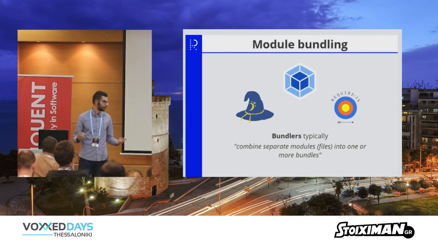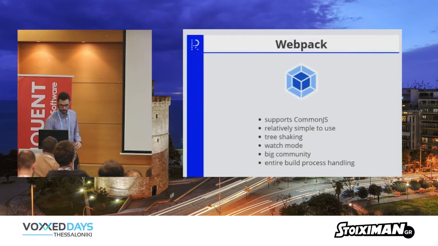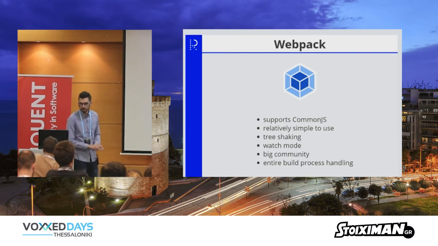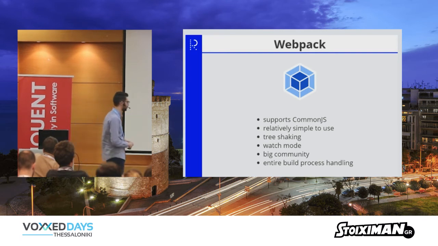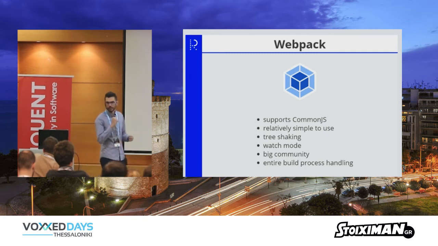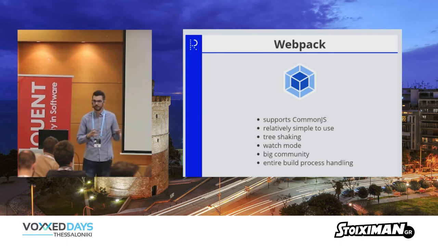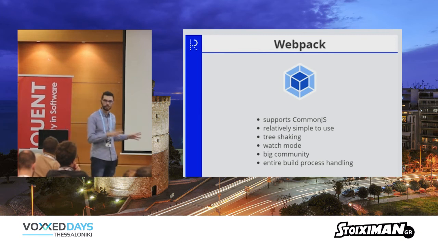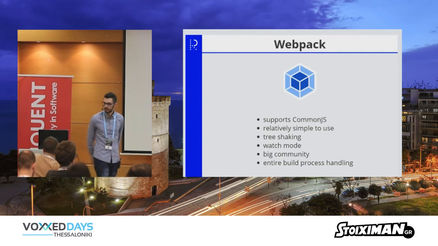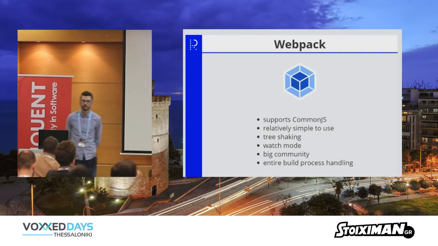And our pick for bundler is Webpack. We use Webpack for a couple of reasons, like it supports the CommonJS system. For the record, it also supports AMD. It's relatively simple to use. We have second thoughts about that. The documentation is getting better and better. It also supports tree shaking, and watch mode, which is great for development since it can actually auto-detect code changes and recompile. It also has a big community, and if configured so, it can handle the entire build process for us.